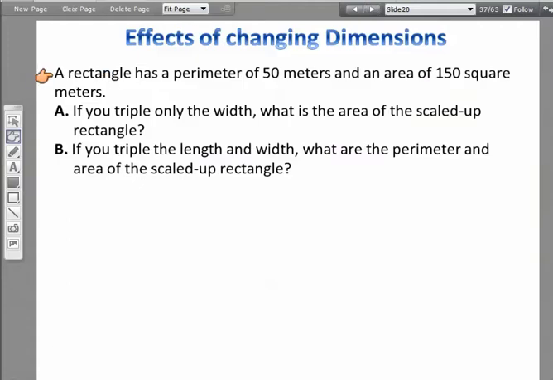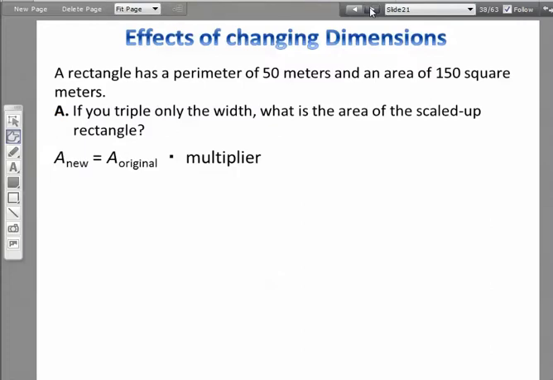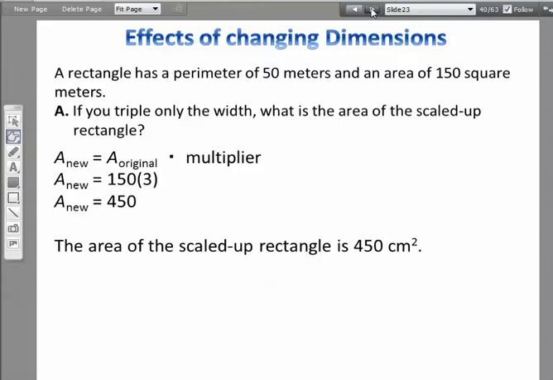So here's an example. A rectangle has a perimeter of 50 meters and an area of 150 square meters. A says if you triple only the width, what is the area of the scaled up rectangle? Remember, this word triple right here is our multiplier. So our new area is going to equal our original area multiplied by 3. Our original area is 150. 150 times 3 is going to give us 450 for the new area.